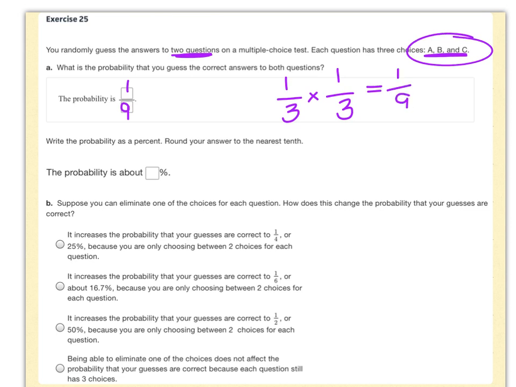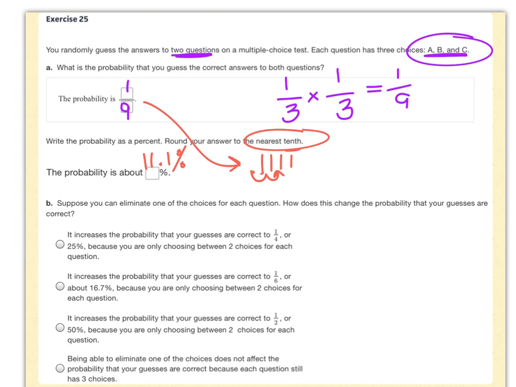It says write that probability as a percent, round your answer to the nearest tenth. To turn a fraction into a percent, you do top divided by bottom, which is going to give you a decimal. That's going to give us 0.1111. It just keeps repeating, right? The 1 just goes on forever. So I'm going to move that decimal 2 spots to the right to make it a percent, 11%, but it says round to the nearest tenth, so 11.1%.